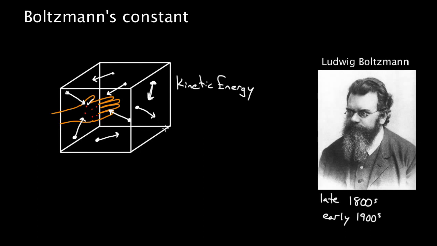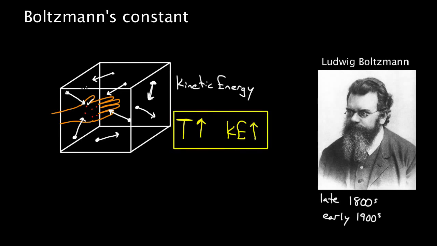So for Boltzmann, to say that something has a high temperature, if you said that the temperature is large, if it's hot outside, that's kind of redundant. We already had a word for that. We could just say if it's a high temperature, what we really mean is that the average kinetic energy of the gas molecules outside is large. So if a gas has a high temperature, the average kinetic energy of those molecules is large.